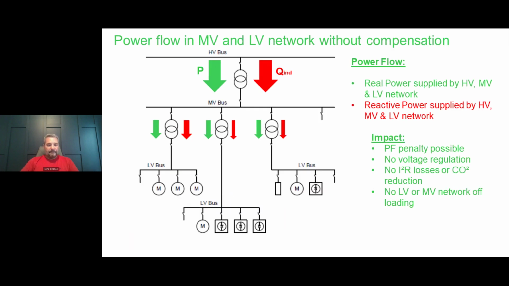Now looking at some power flow, what is indicated here is actually the two types of power. We have real power in green, so your kilowatts, and your reactive power in red, in kilovars. When you don't have power factor correction in your network, your high voltage bus, medium voltage bus, and low voltage bus have to carry both types of power and an increased apparent power.